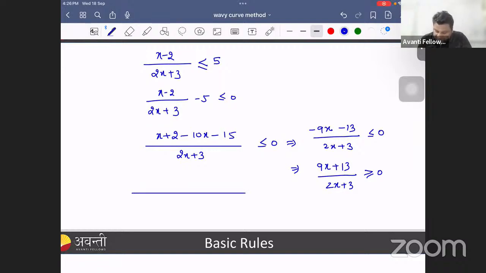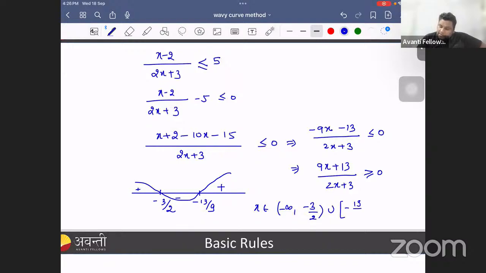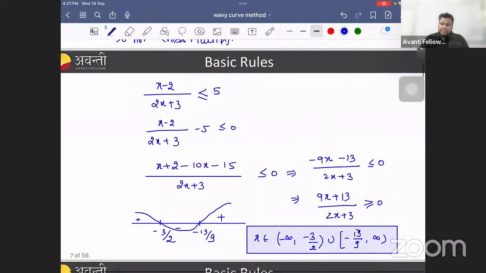Now make the number line. Mark both of them on the number line. So it will be minus 13 by 9 and minus 3 by 2. Got it? Make the wave: plus, minus, plus. You are looking for the region where the expression is more than 0. So x belongs to minus infinity to minus 3 by 2, union, now we will include the root of the numerator because there is equality in the question, minus 13 by 9 to infinity. See this once.